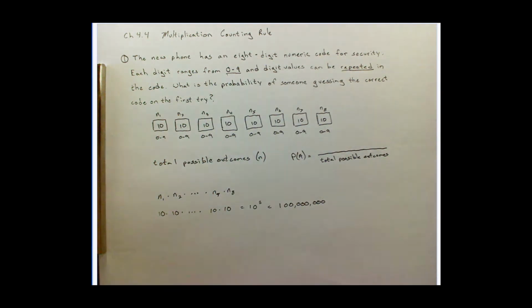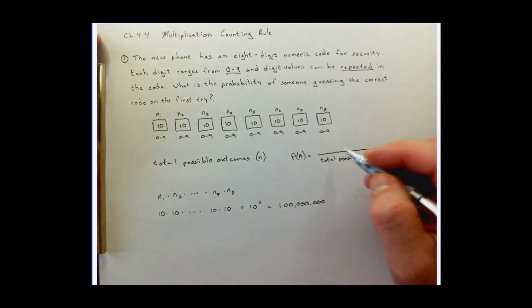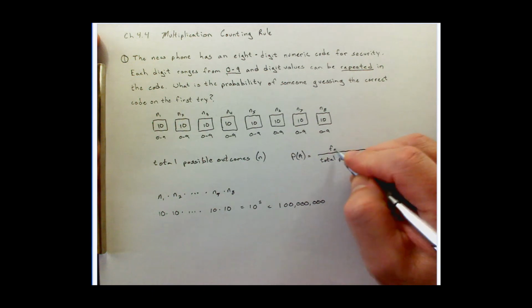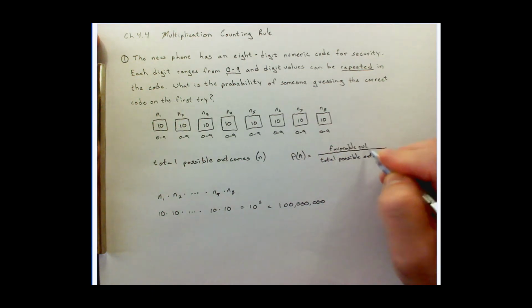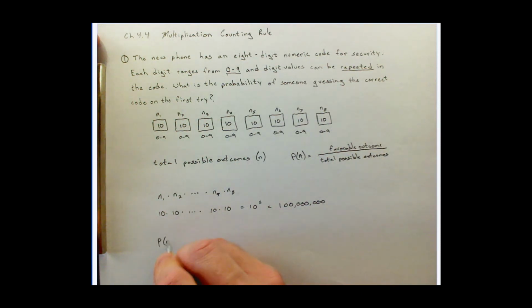To say it as the probability, since it's on the first try, well, this is my favorable outcomes up here, right? So I've already found my denominator. That's 100 million. And on the first try, that would just mean there's only one try to be able to do it. So that's for the first try. So 1 out of 100 million chances to correctly guess the code.